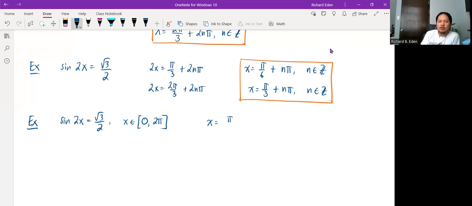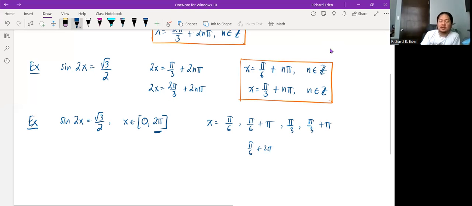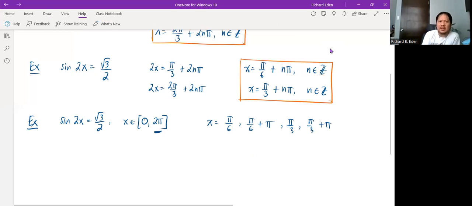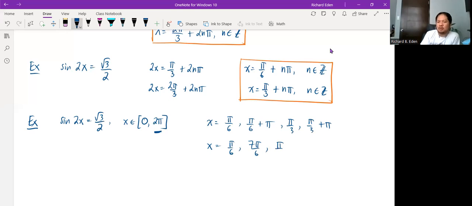All right. So pi over 6, this is 30 degrees. We can add a multiple of pi. Okay, so a single pi. Pero we cannot add another pi kasi magiging pi over 6 plus 2 pi na. Definitely lampas na sa right interval. And likewise, pi over 3 and pi over 3 plus pi. Okay, so four values. So we have pi over 6, 7 pi over 6, pi over 3, and 4 pi over 3.